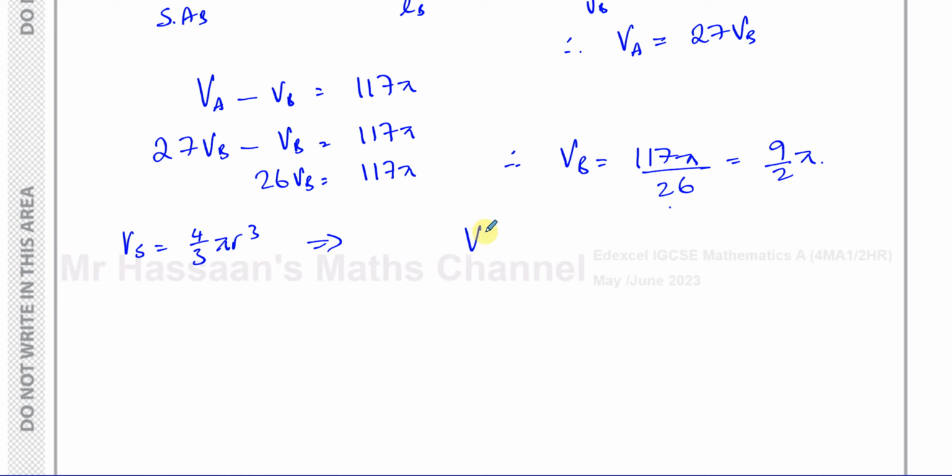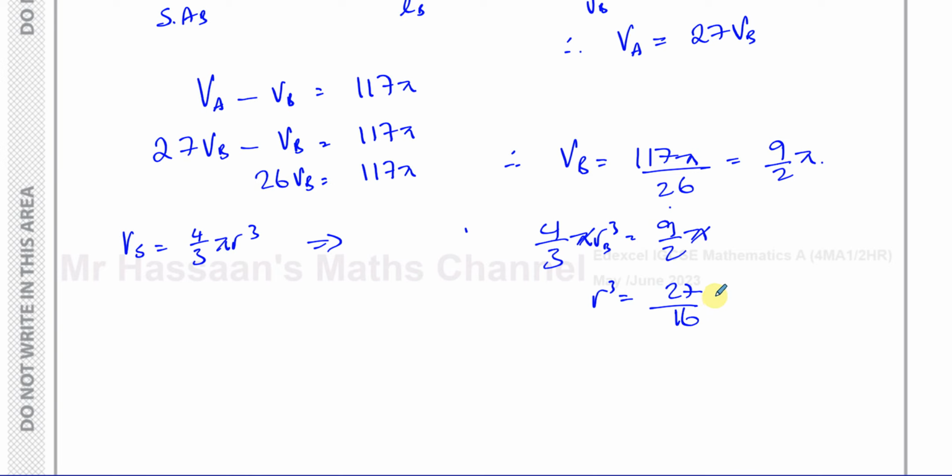That means the volume of B, 4 over 3 pi r cubed, is equal to 9 over 2 pi. Remember, B is the smaller shape, so we're working out the radius of shape B, right? So when I simplify this, the pi's will cancel out. I'm going to multiply by 3 both sides, so I'll have 27, and divide both sides by 4. That's going to be 27 over 16.